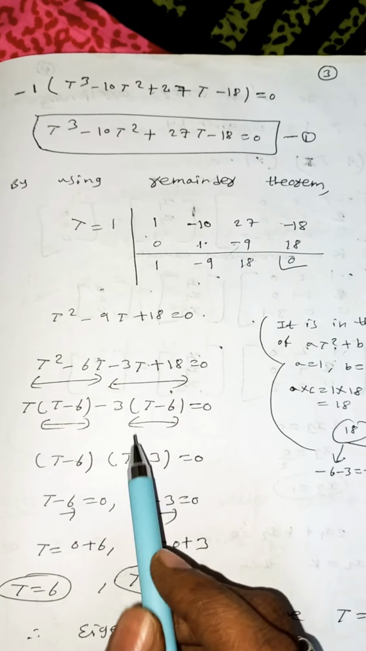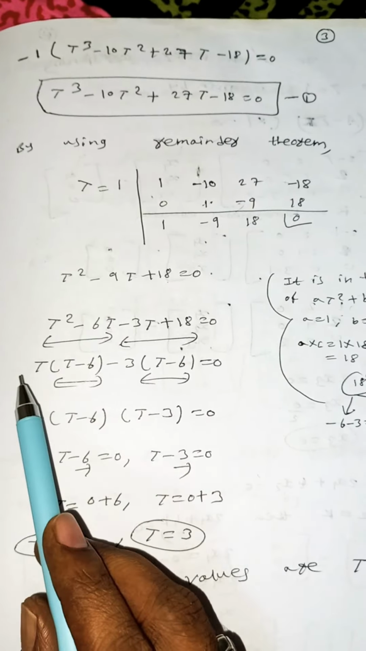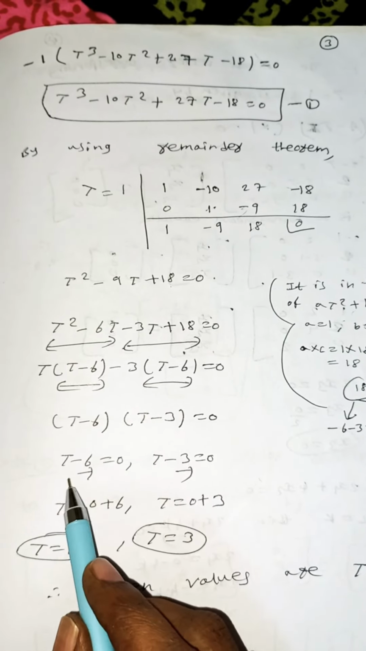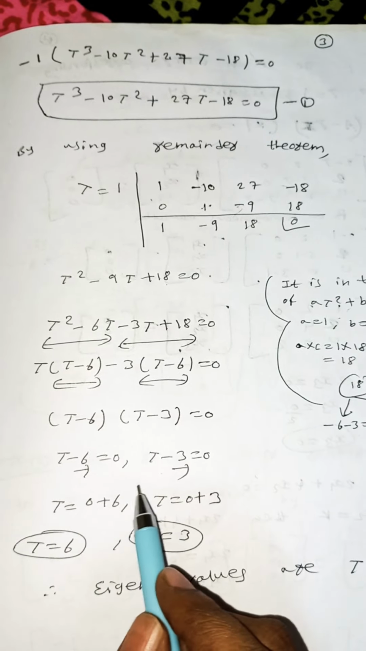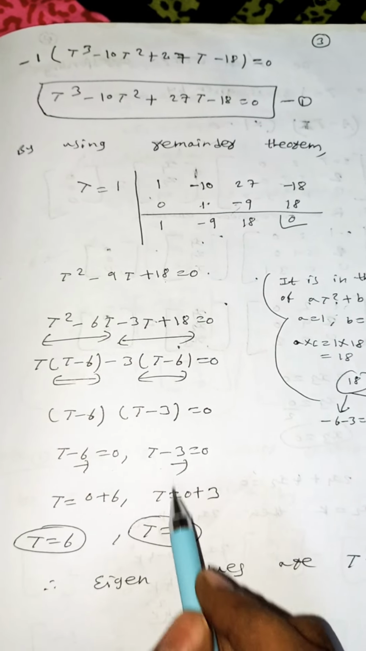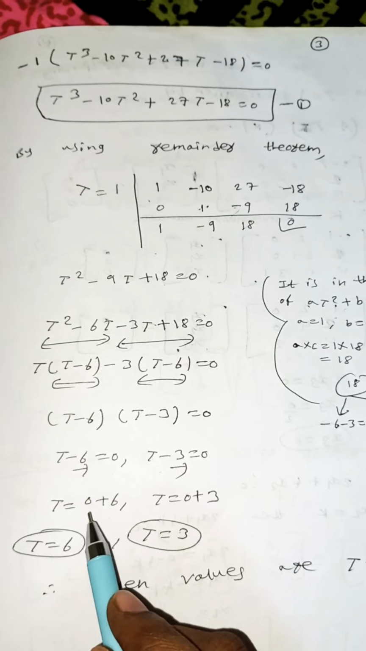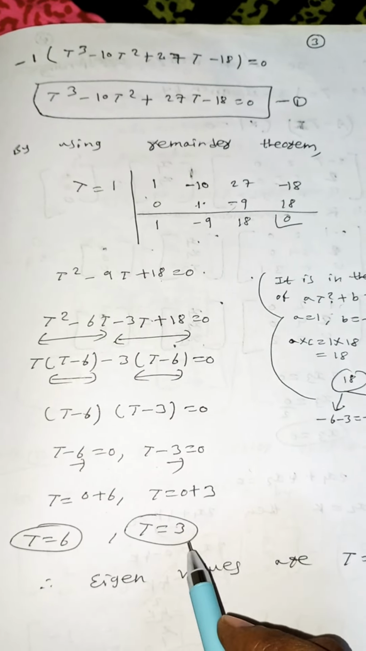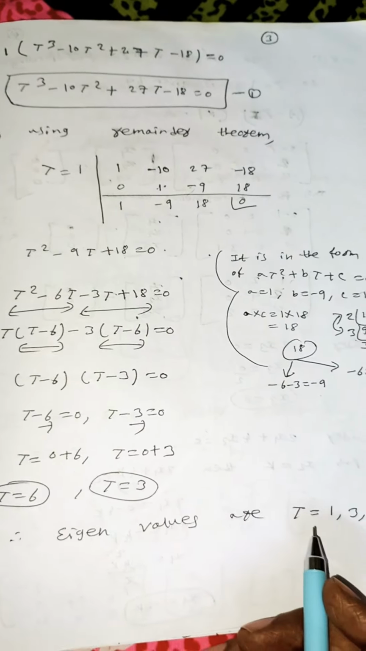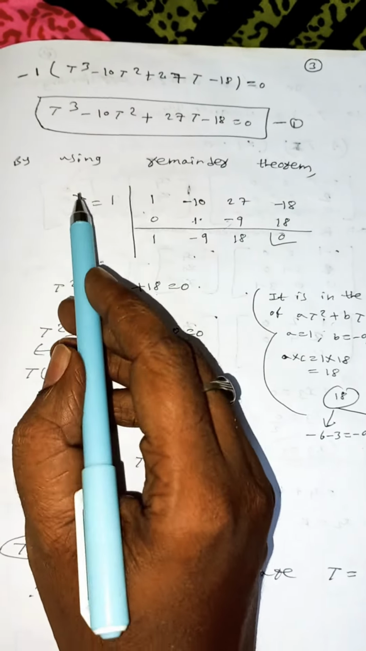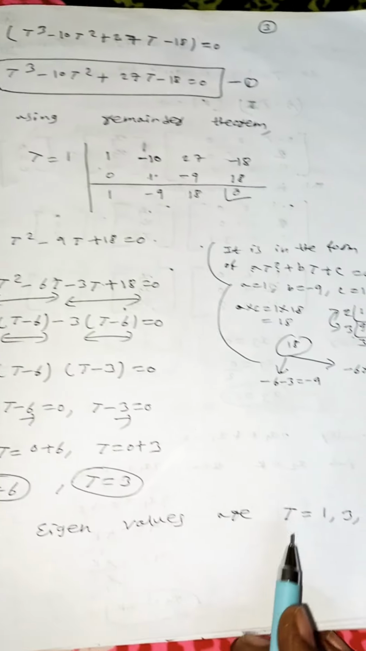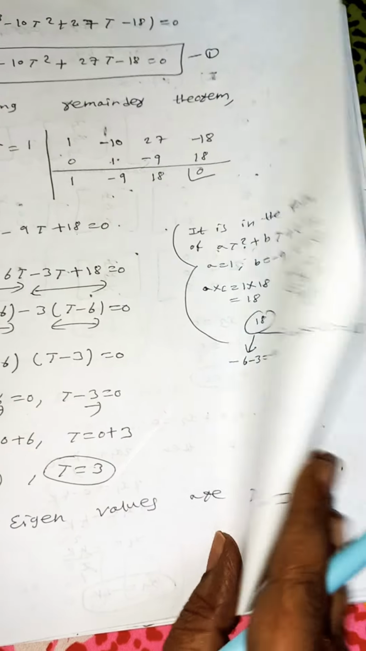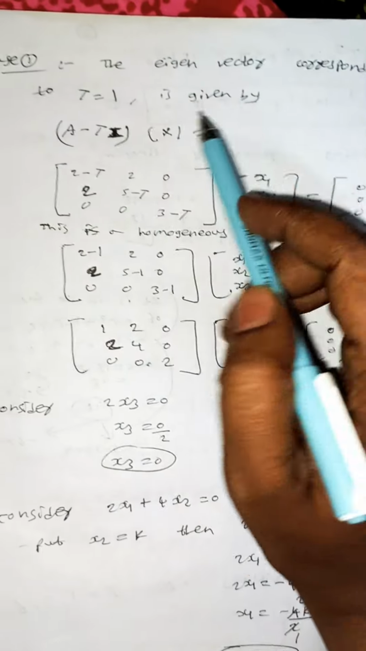In these two terms you are having lambda minus 6 as common. What are the remaining terms? Lambda minus 3. So lambda minus 6 is equal to 0, lambda minus 3 is equal to 0. Send minus 6 that side, it will become plus 6. Send minus 3 that side, it will become plus 3. So 0 plus 6 is 6. 0 plus 3 is 3. So what are the eigenvalues you got? Eigenvalues are lambda is equal to 1, lambda is equal to 3, lambda is equal to 6. So 1, 3, 6. Now we will find eigenvectors for the 3 lambda values.